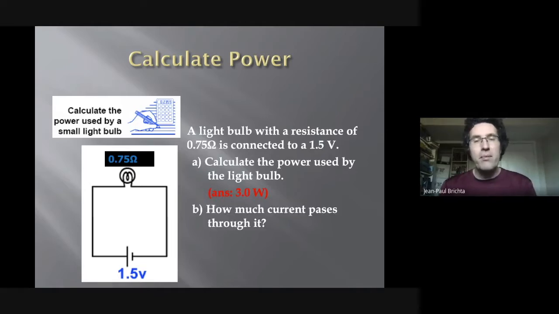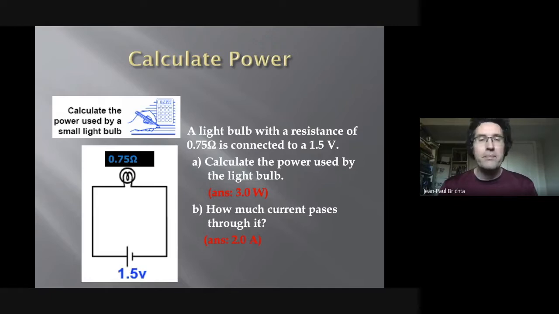And then for the second part, we can ask: how much current passes through the light bulb? Well, again, we don't actually need the power for this one. All we need to know is the resistance and voltage, and then we're going to use Ohm's law. Ohm's law says resistance equals voltage divided by current. Maybe do a little bit of rearranging, figure that one out, and you should get 2 amps.